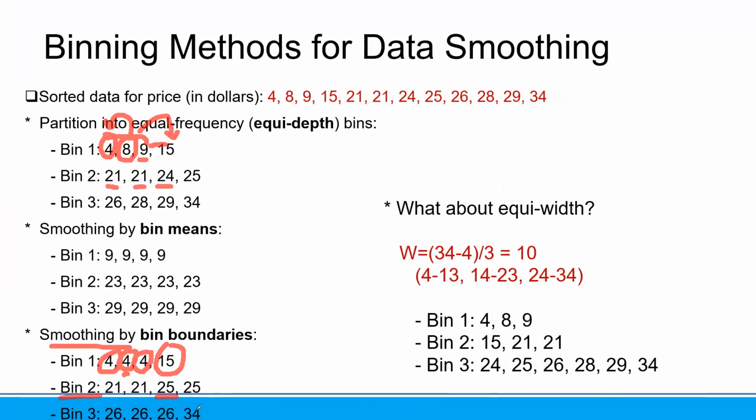What about bin number 3? 26 is the minimum, and then 28 is closest to 26. 29 is closest to 26. So we smooth the values with the bin boundaries, and we choose 26 for the value 29. 34 is the maximum, so we put the maximum, 34.